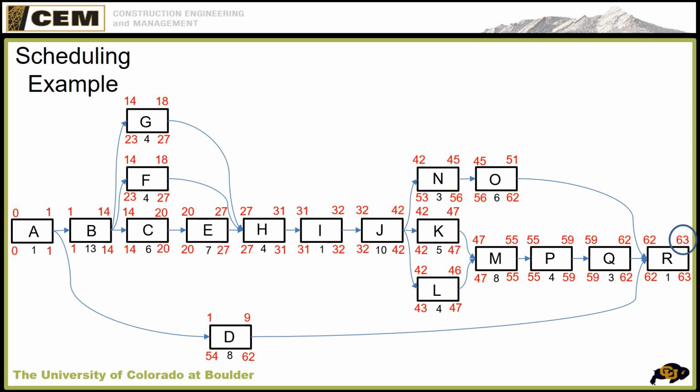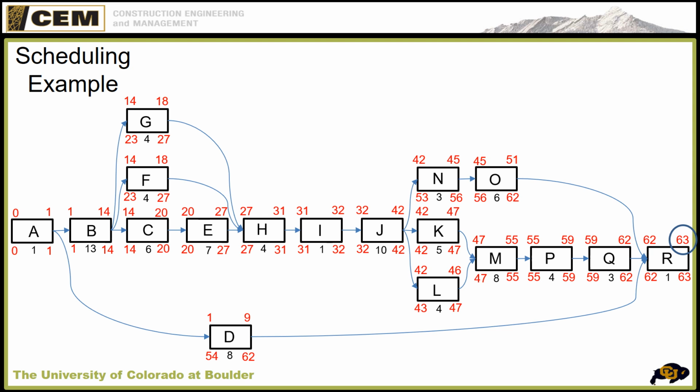That was our backward pass. And this determined our late finish and late starts for each activity. Now you're starting to see a pattern here. So some of these activities have the same late start as early start. Some of them have different. So what that is telling us is our critical path.